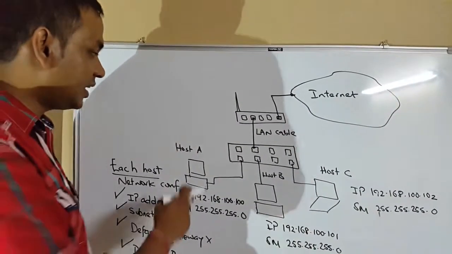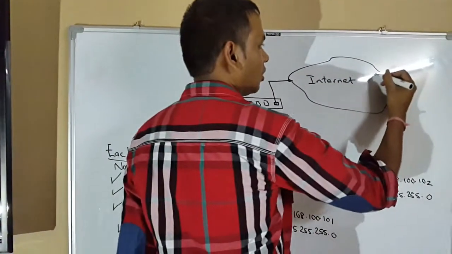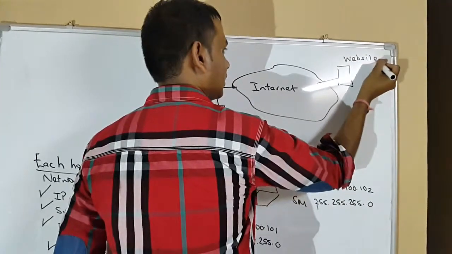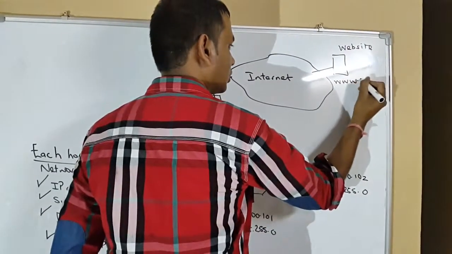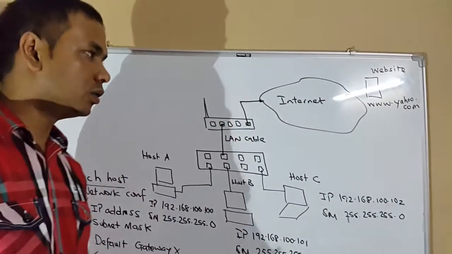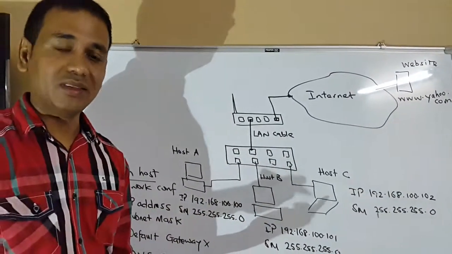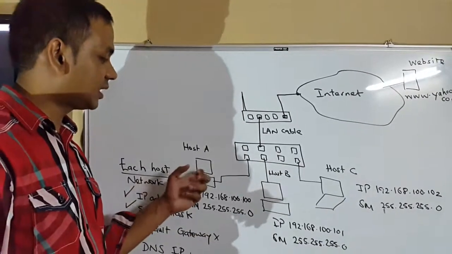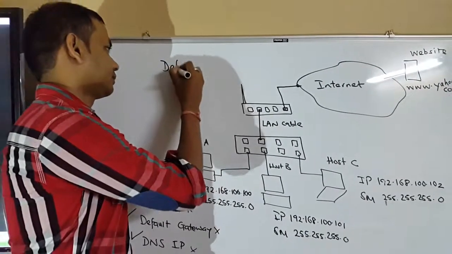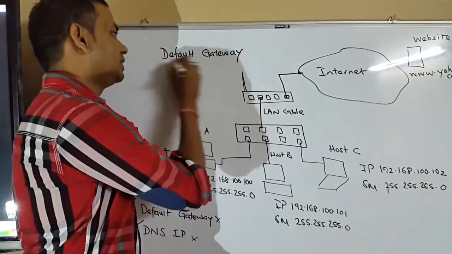Now, for example, this host wants to communicate over the internet. There is a server here which is hosting a website, and that website is www.yahoo.com. If we don't have a default gateway, there is no way that this host can communicate with the outside world. What is the default gateway? The default gateway is basically your router.